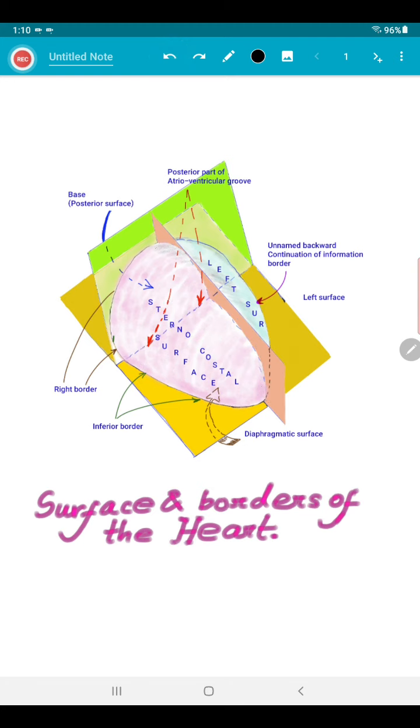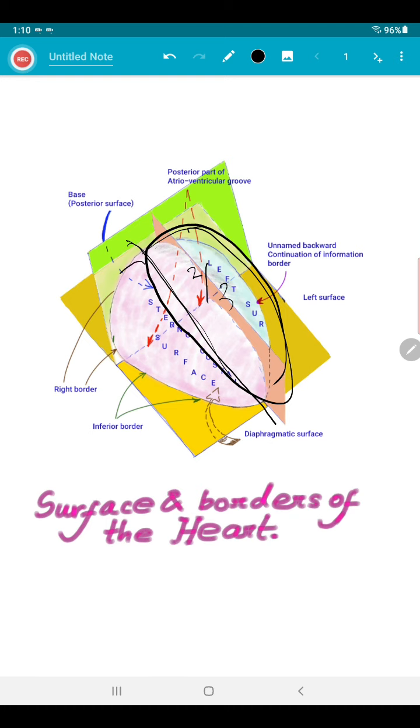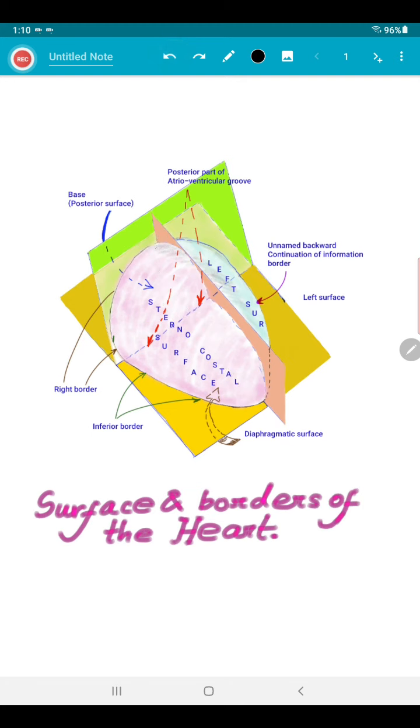Again, 2/3 of the entire heart will be to the left of the midline, and 1/3 of the entire heart will be to the right of the midline. So these are the 2/3, 1/3 rules.